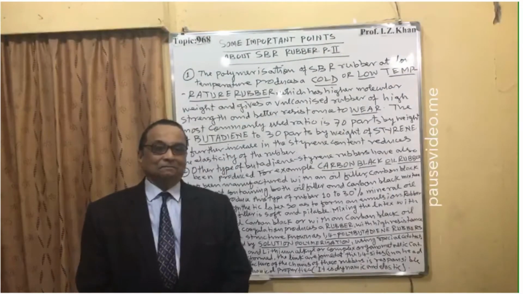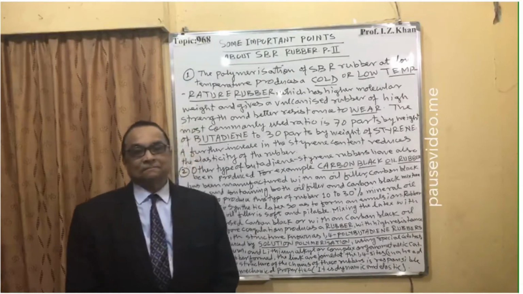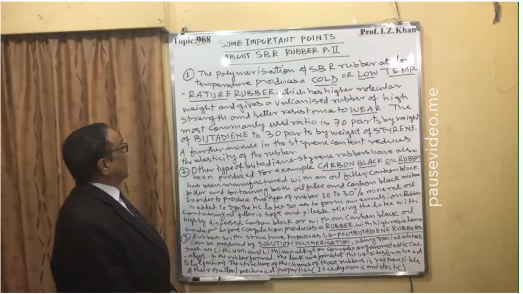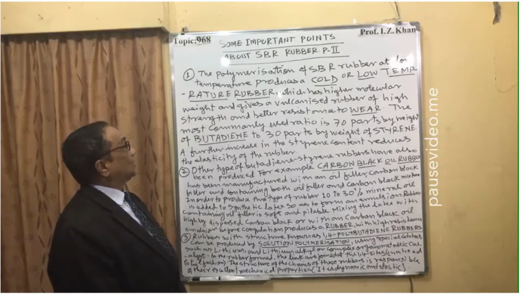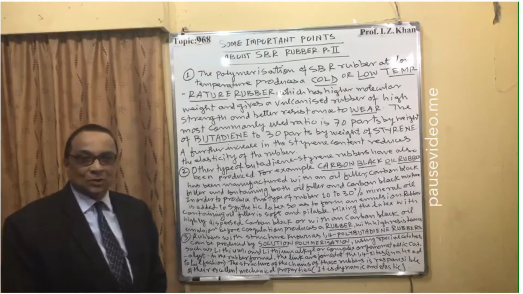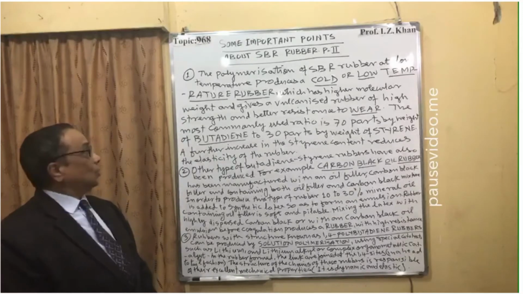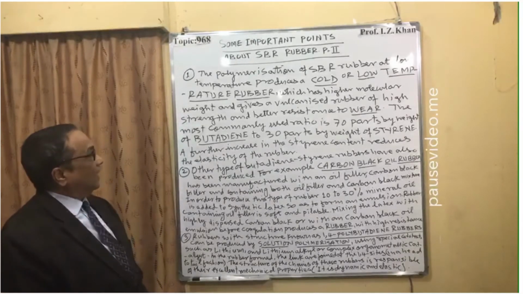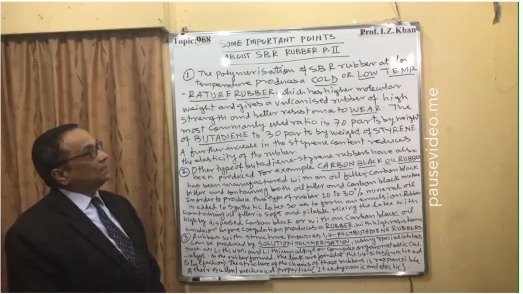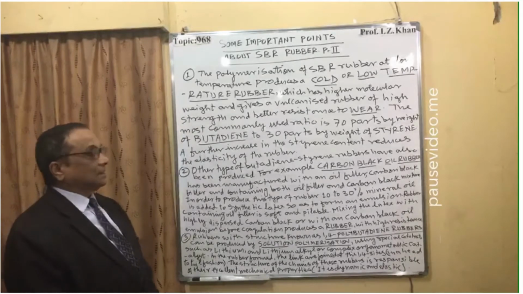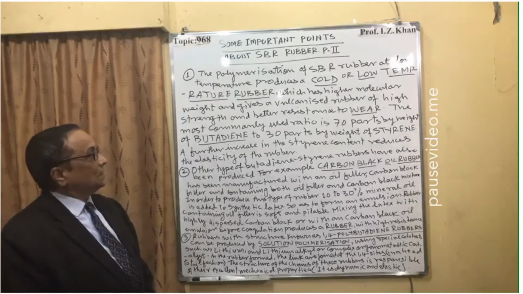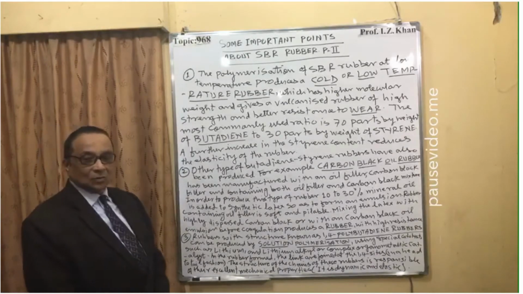So some very important points about the elasticity, strength and quality, which can be compared well with natural rubber, are given here. Number one, the polymerization of SBR rubber at low temperature produces a cold or low temperature rubber. This SBR rubber produced at low temperature is called cold rubber, which has higher molecular weight and gives a vulcanized rubber of high strength and better resistance to wear. So once we get that rubber at a low temperature, it has higher molecular weight, and it can be vulcanized to very good high strength and better resistance to wear.